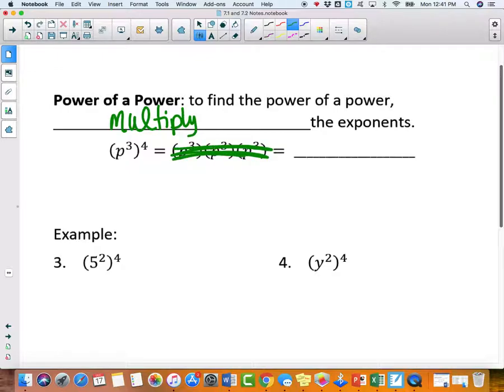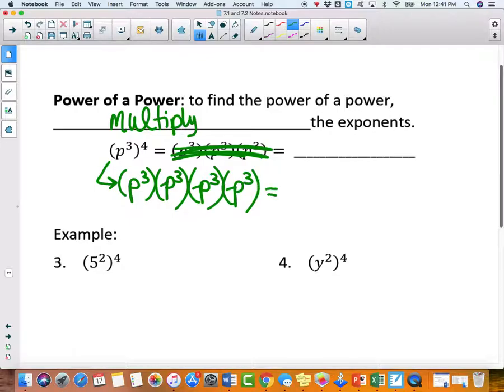This is a typo here. So p cubed raised to the 4th power is the same thing as p cubed times p cubed times p cubed times p cubed, which, using the rule that we just learned, when the base is the same, I add the exponents, becomes p to the 12th. However, when I take a power and raise it to a power, I can actually just multiply the exponents. 3 times 4 is 12. So it doesn't matter how I get to it, I will get the same answer.